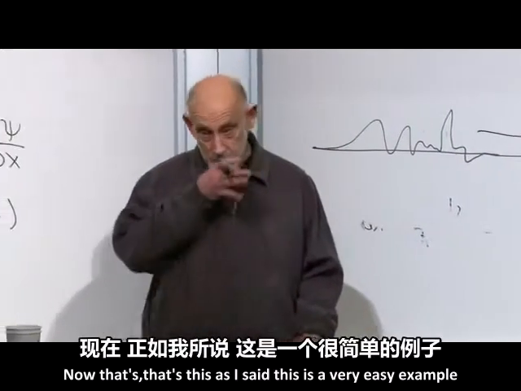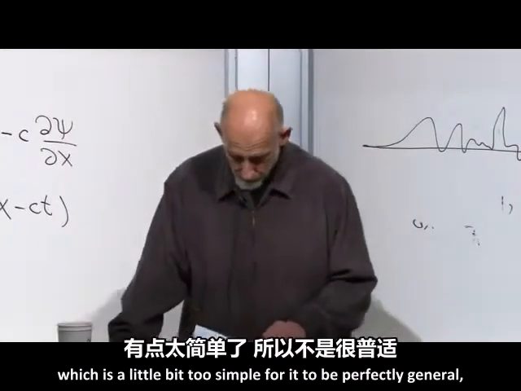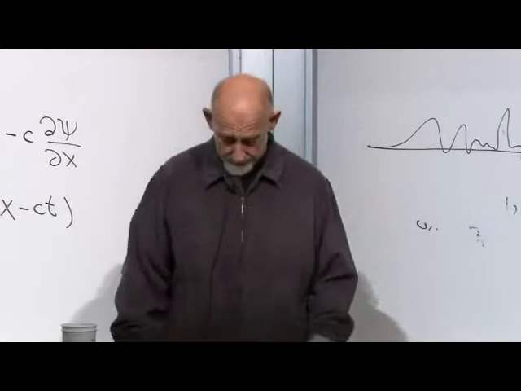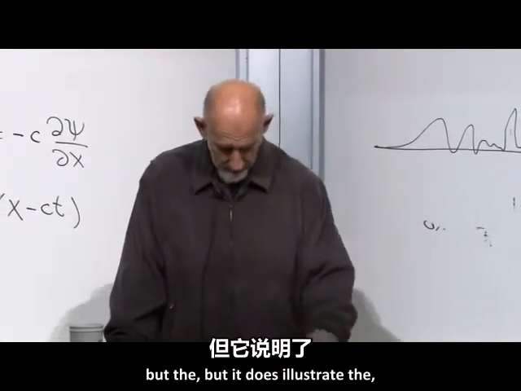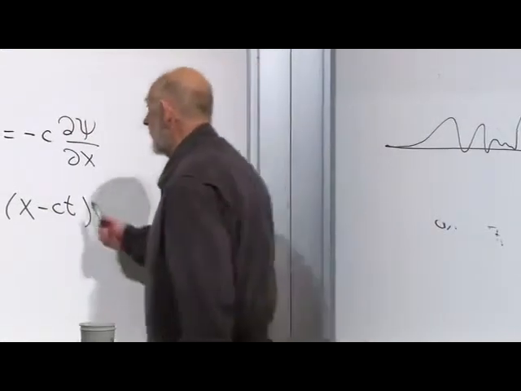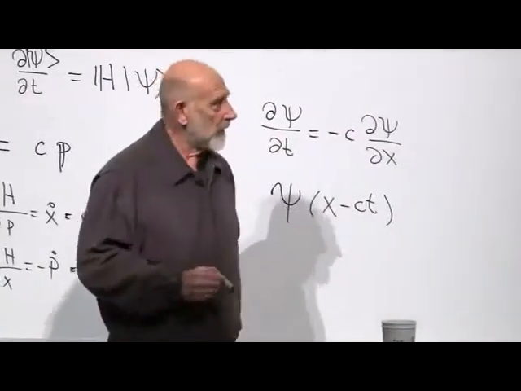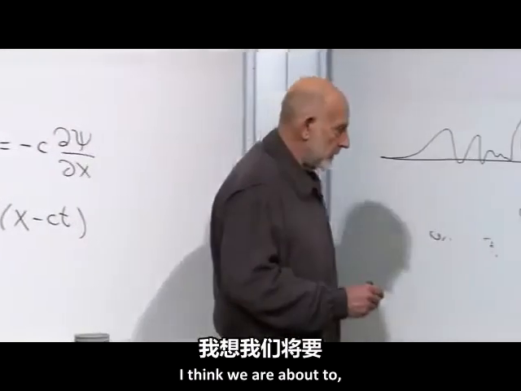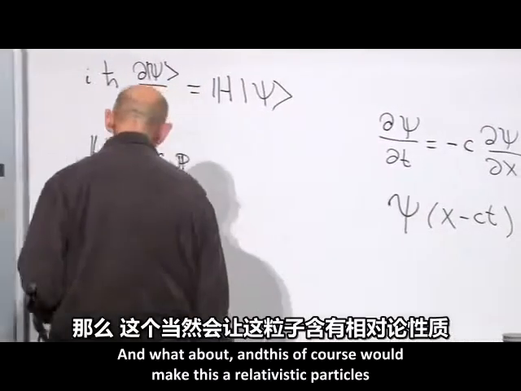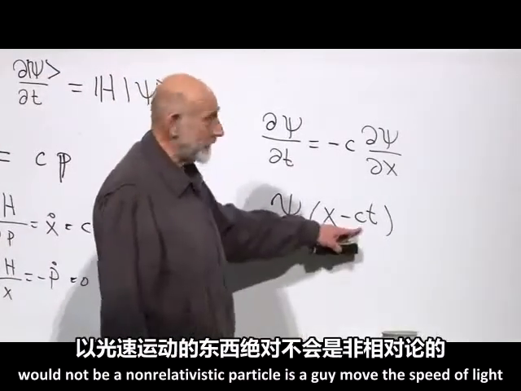This is a very easy example, a little too simple to be perfectly general, but it does illustrate the point. So this would be the Schrodinger equation for this very simple Hamiltonian. And of course this makes it a relativistic particle, not a non-relativistic particle. This is a guy who moves with the speed of light.